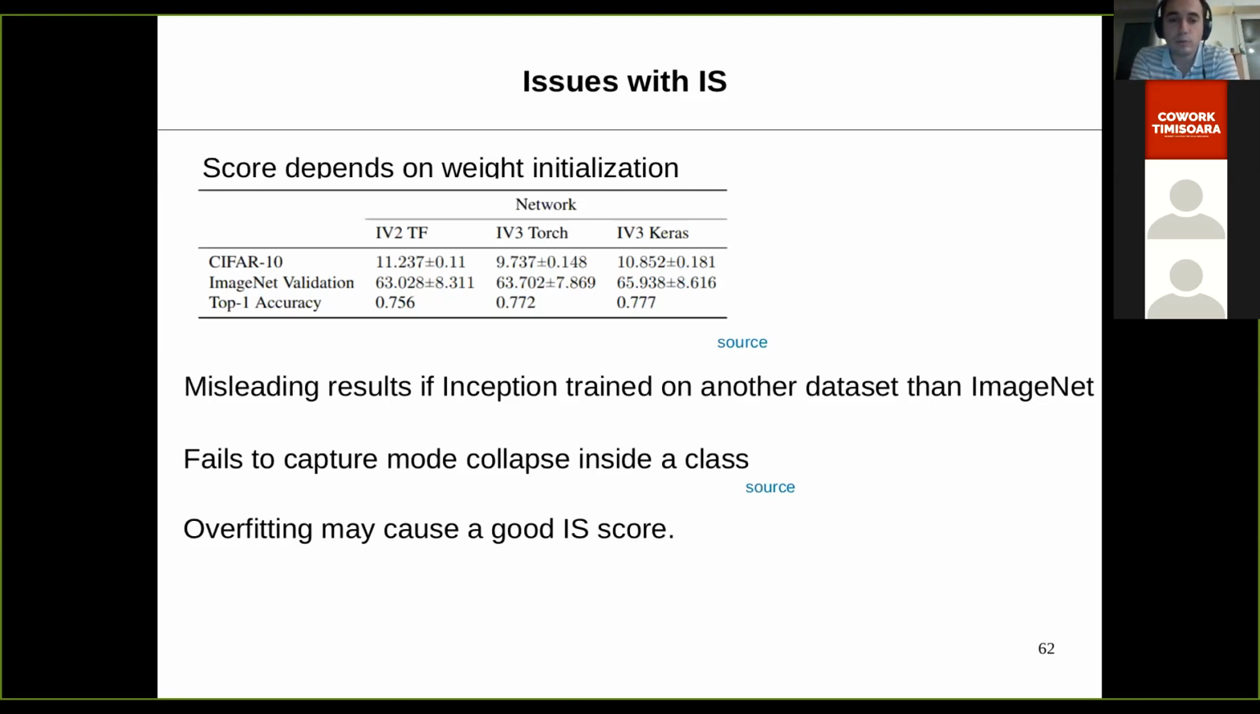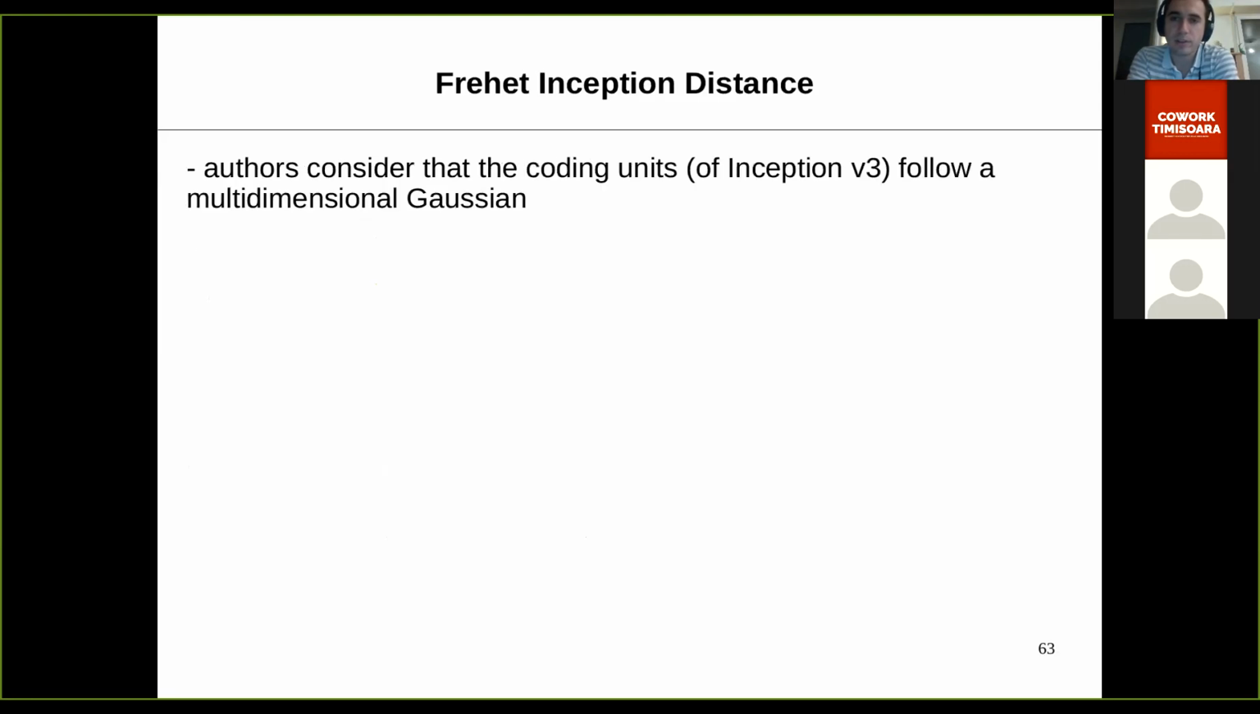It fails to capture mode collapse, so when the model produces the same class of images, or more of one class than the others, or less variety inside the class. And overfitting might cause a good Inception Score. But by tradition, it's still used today in research papers. A better way to assess the quality of generated images is using the Fréchet Inception Distance, or FID.